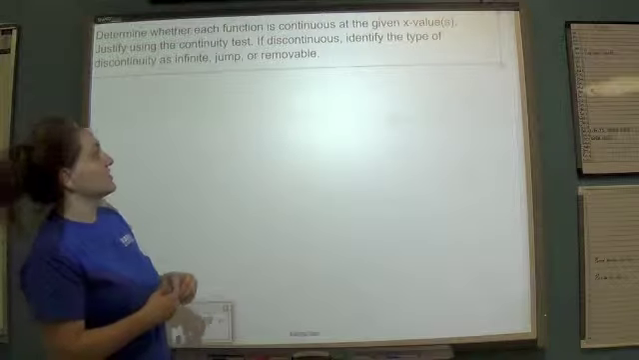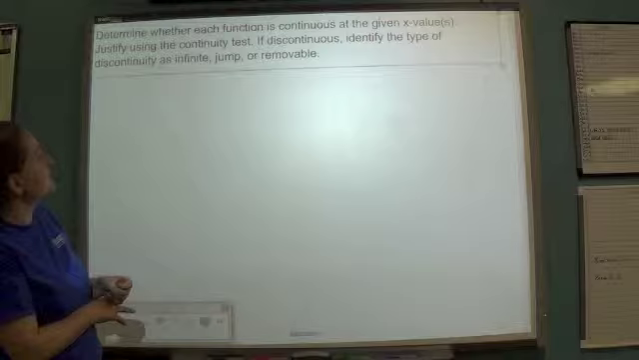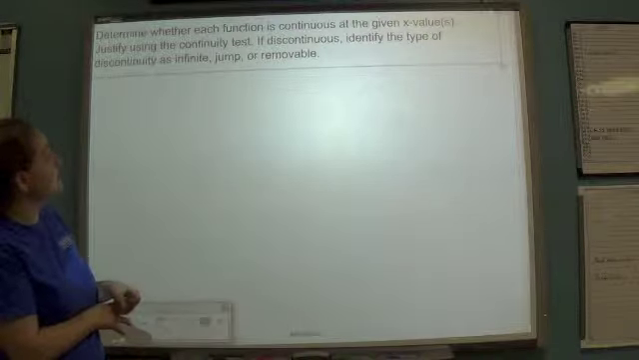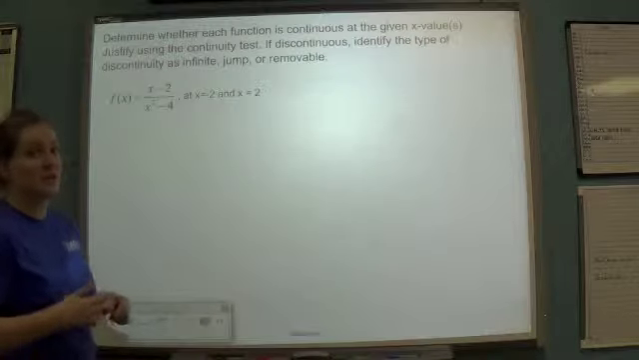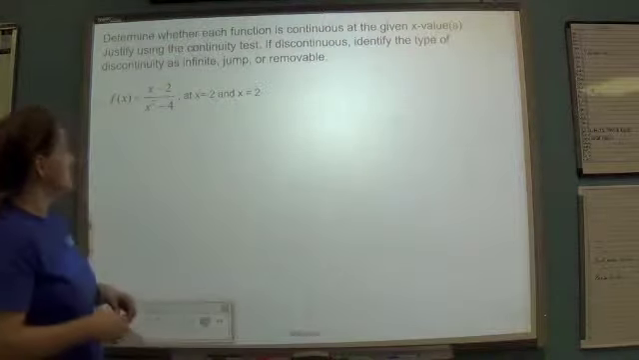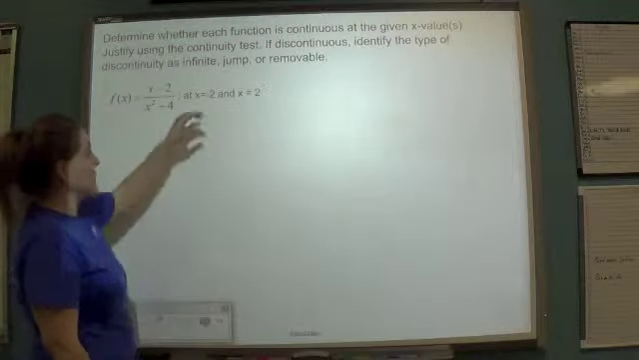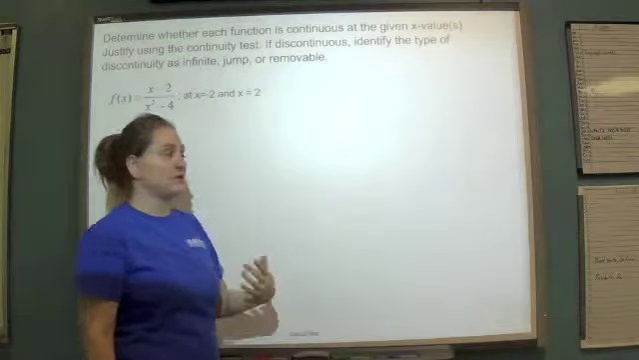So we're going to work out this one problem. Determine whether each function is continuous at the given x values. Justify using the continuity test. If discontinuous, identify the type of discontinuity as infinite, jump, or removable. So we're looking at f of x equals x minus 2 over x squared minus 4, and we're trying to figure out if it's discontinuous at negative 2 and positive 2.